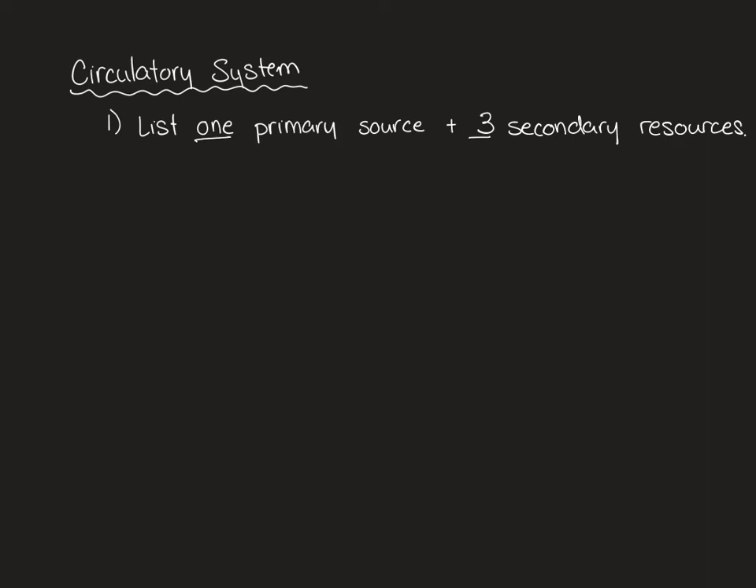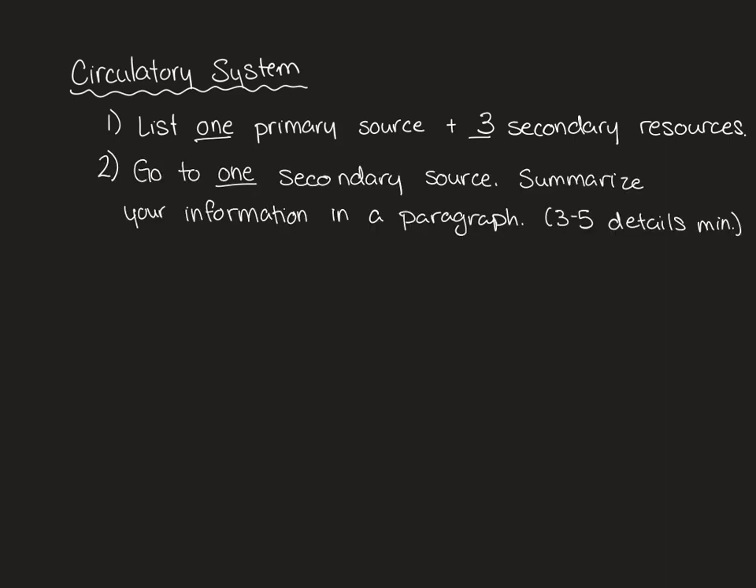You could find 3 websites that you could use if you don't have any encyclopedias or physical books in your house. For the second question, they're going to ask you to go to one of the secondary sources that you chose. You don't need to go to all of them, just one, and summarize the information that you learned in 1 paragraph. I would ask you to find at least 3 to 5 details or facts minimum.